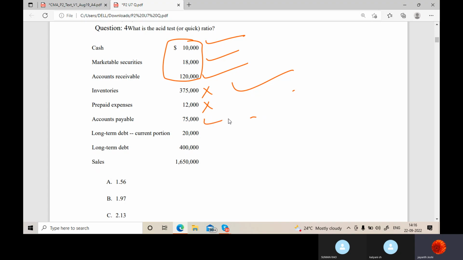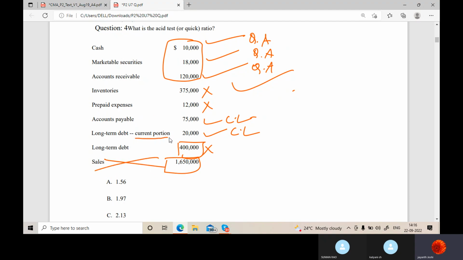Accounts payable under current liability. This is quick asset, quick asset, quick asset, I can write. And then long-term debt current portion you should take as current liability. Long-term debt you should never take. And sales is not a part of this at all. Only to confuse you, they have given long-term debt current portion, which is something you have to pay in 10 years, but some portion of that they are showing here. Maybe you are paying in installments. So within 1 year, whatever you settle is a current liability. So add these two up, and divide, you get the answer.